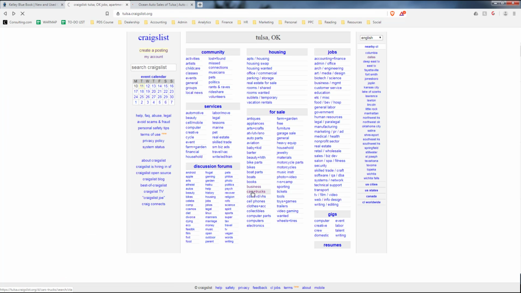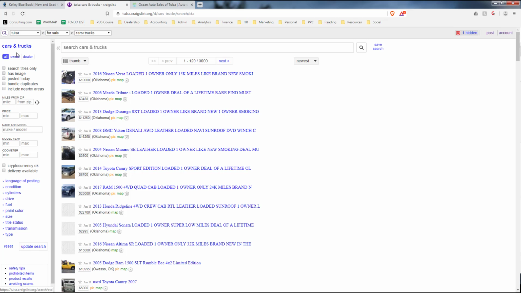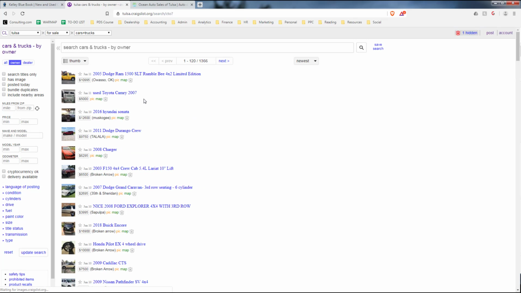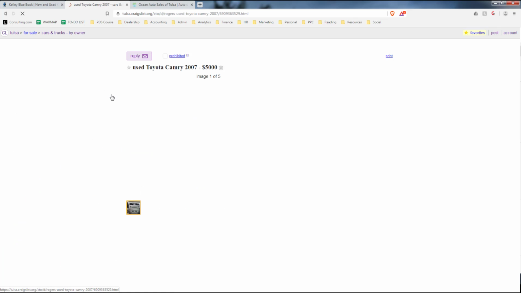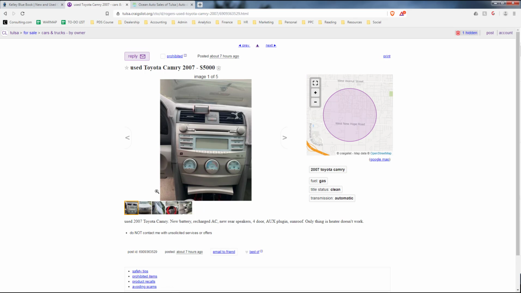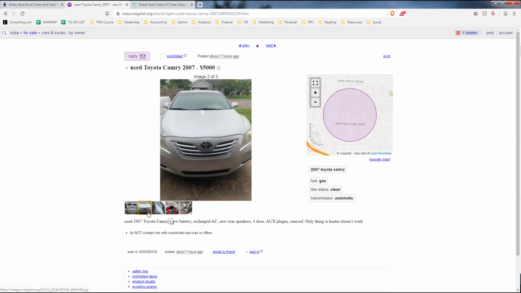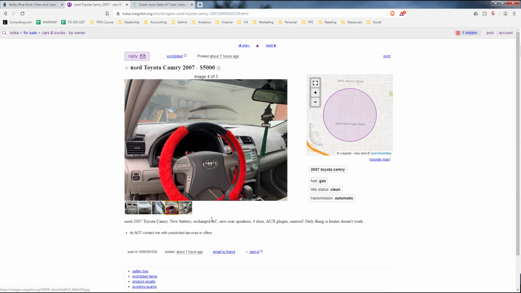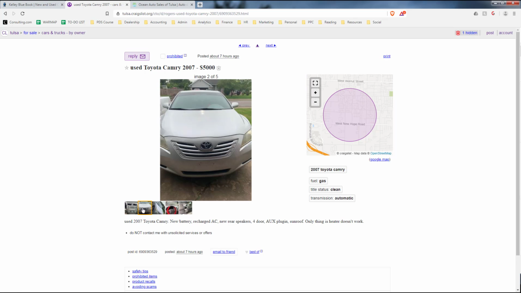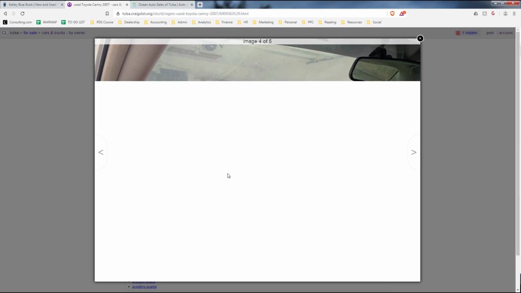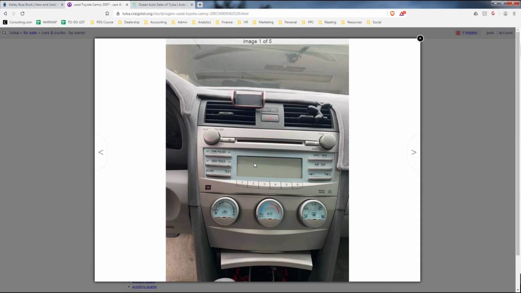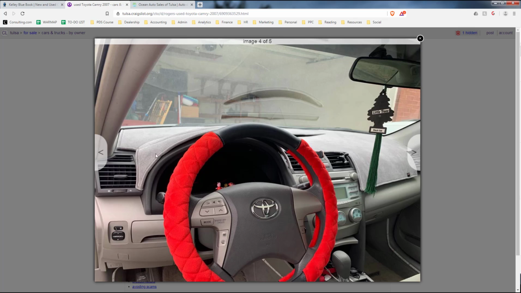So what I mean by using Kelley Blue Book, it's how to actually find out what you could sell the car for quickly, not what's the most you can sell it for. So we'll use this Camry here as an example, because Camrys are pretty popular.